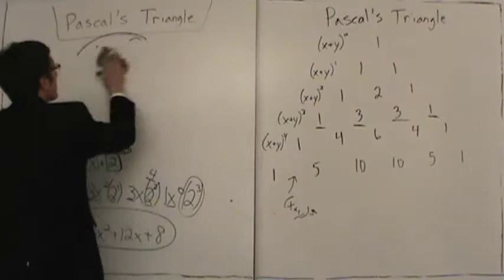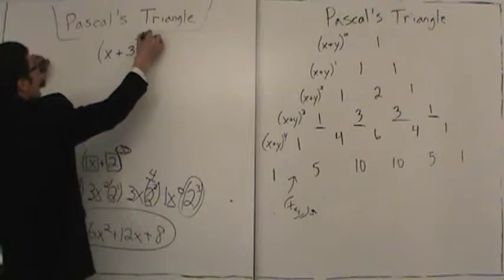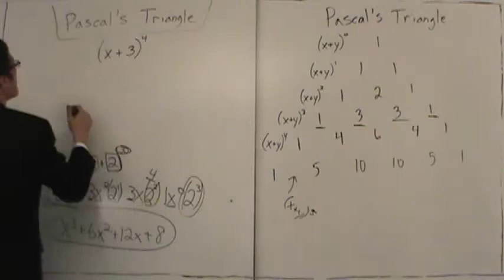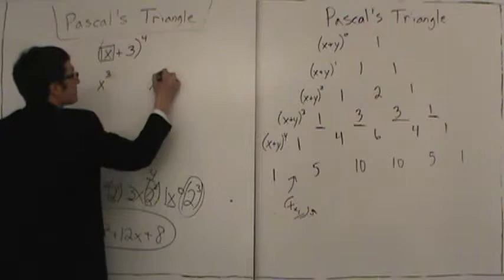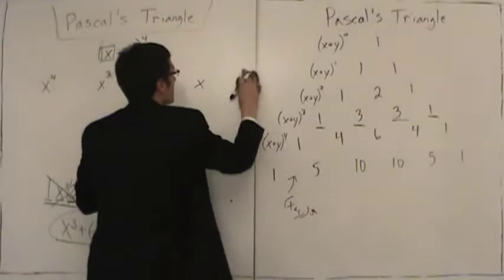So now let's look at quantity x plus 3 to the fourth power. Okay, so these numbers can get very large. Let's look at this, x plus 3 to the fourth. So we're going to start with the first variable, x. This is x to the fourth, then x to the third. I'm going to leave more space. x squared, x, and then x to the 0. Maybe need some room over here. x, then x to the 0.